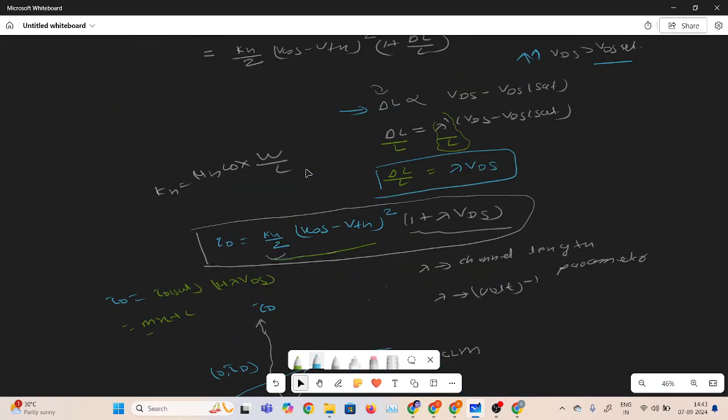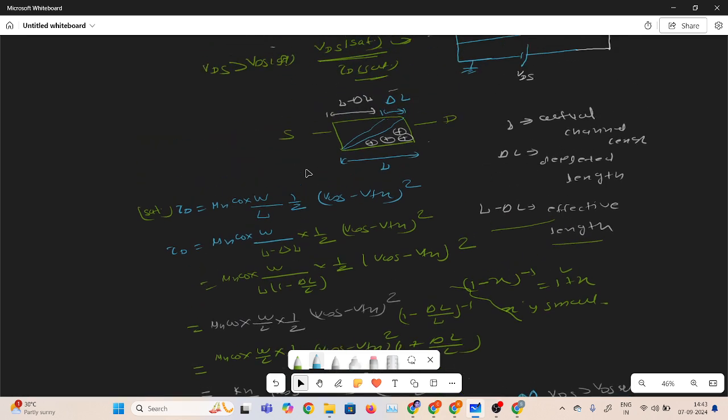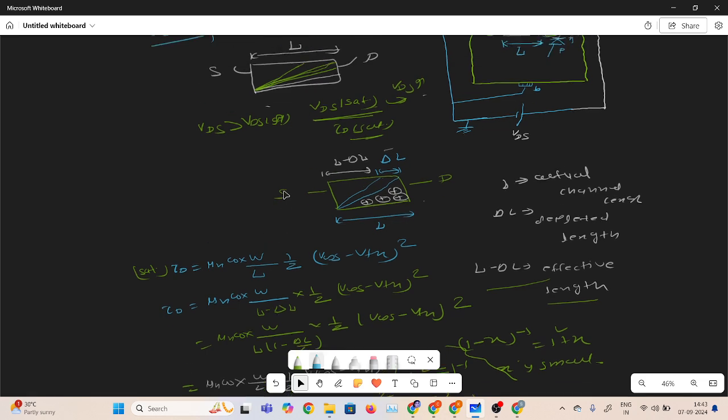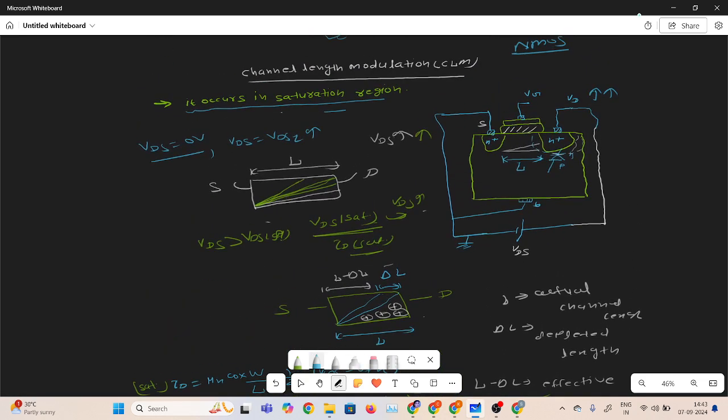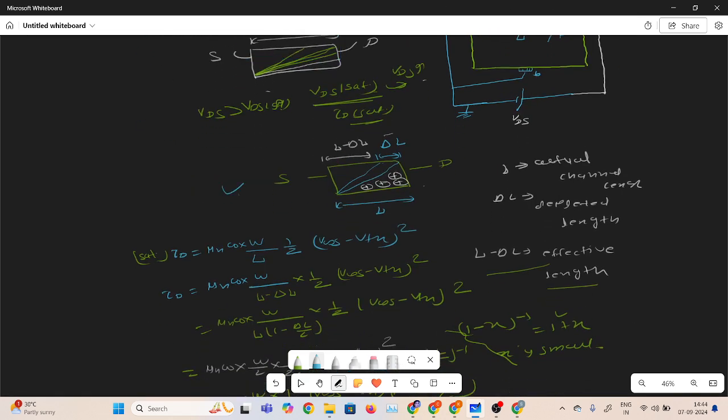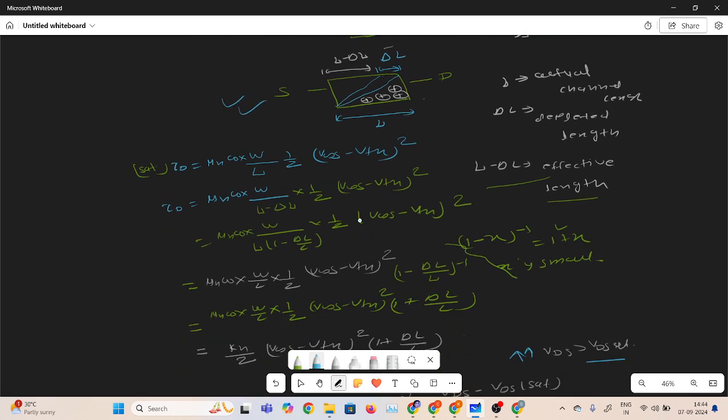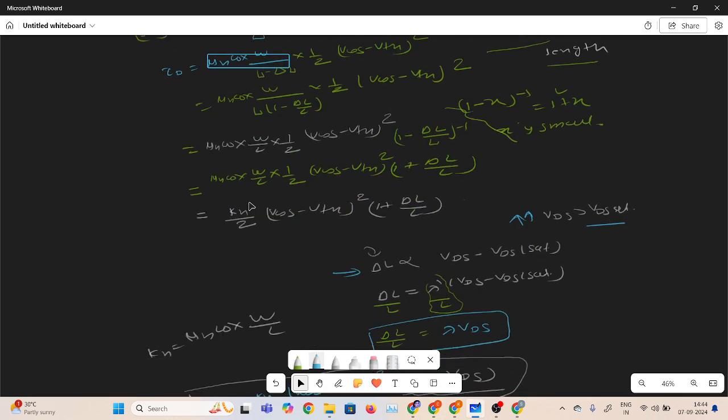If an interviewer asks you to explain the channel length modulation, there is no need to explain all the equations. Just explain like this: consider an NMOS, and when we increase the VDS, what happens, as I explained already. You need to draw this figure, where L is the channel length, and this is the depleted length and the effective length. You put this into the main saturation region equation and derive it, and finally you can replace delta L by L as 1 plus lambda into VDS. Up to that is enough.